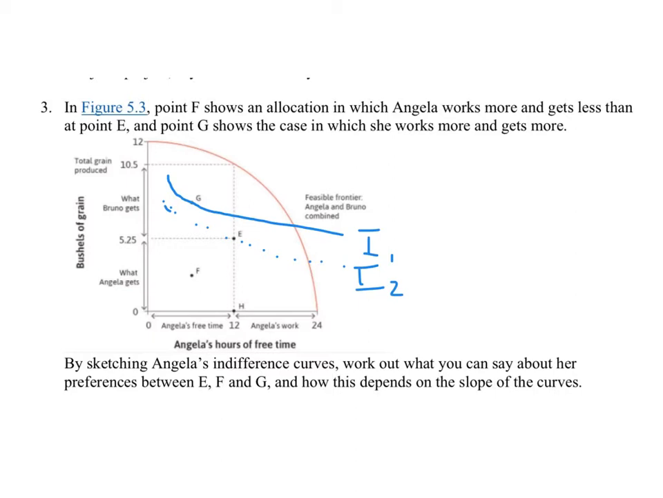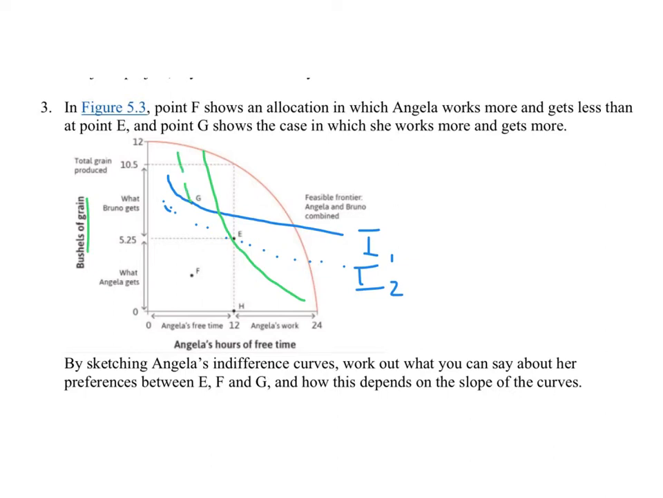All right, but let's think of laid back, relaxed Angela. And Angela here really values her free time. And, you know, she doesn't need much material good, doesn't need much grain. She gets by on less food. In that case, she'd be willing to give up a relatively large amount of grain for one more hour of free time. And in that case, her indifference curves would be really steep.